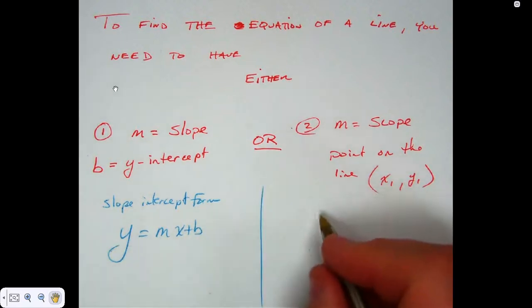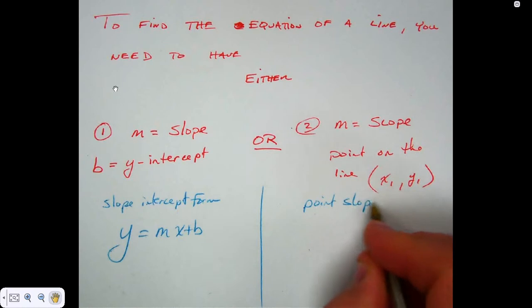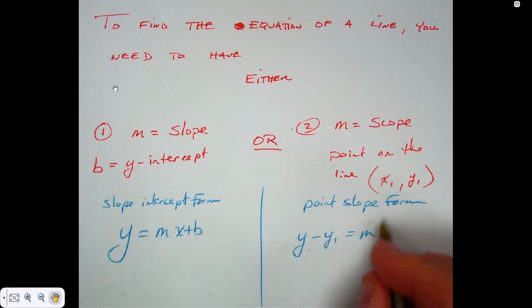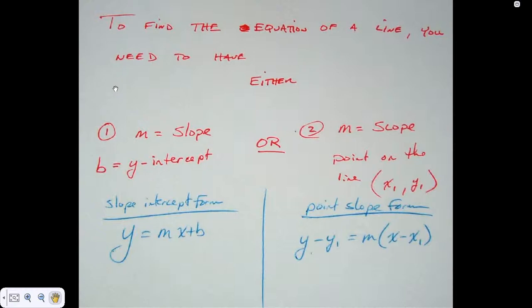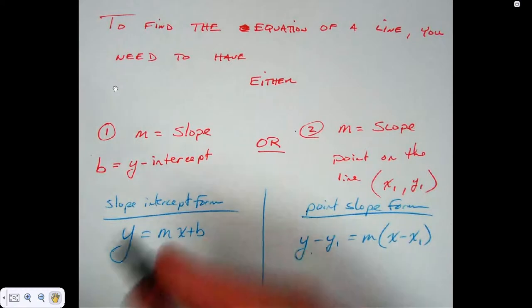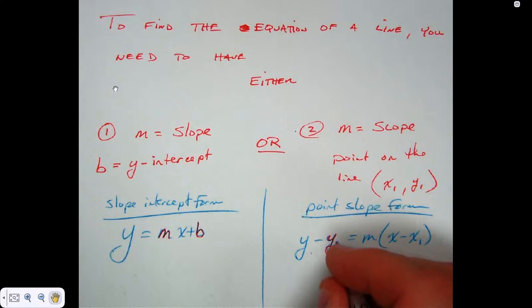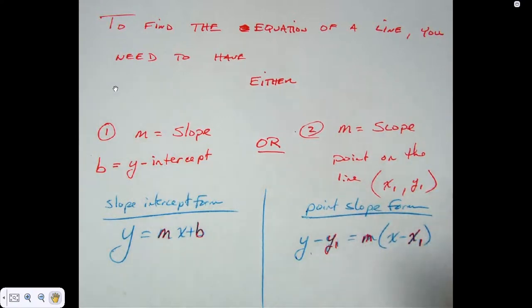For the one on the right, which one would you be using? Point-slope form. So you'd be plugging into y minus y1 equals m times x minus x1. And you're always going to be plugging in for the m and the b, or the y1, m, and x1.